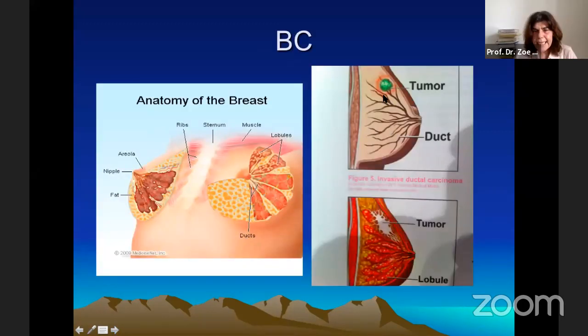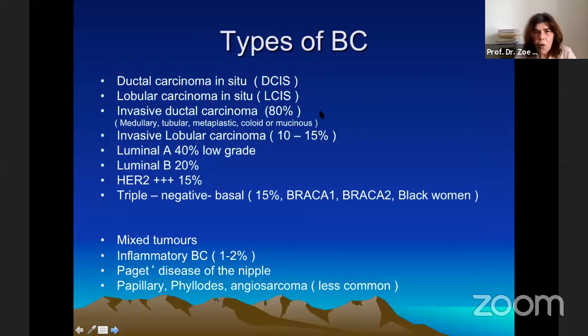This is an example showing the lobules and the ducts, from where the tumors arise, the two types of tumors we know, ductal and lobular, in an anatomical picture and illustration here. And now we go to the types of breast cancer.